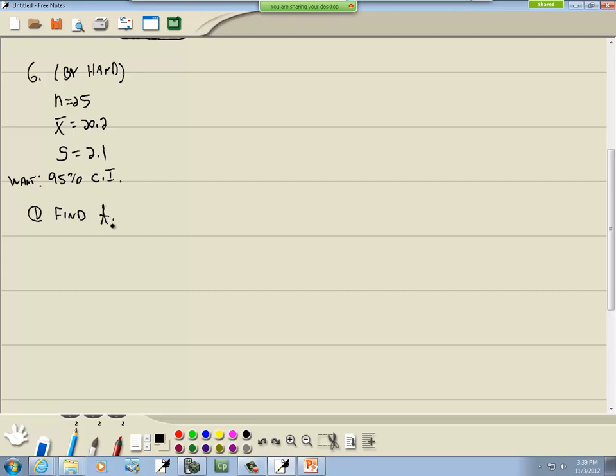So, draw our picture. This right here is our t alpha divided by 2. Now it tells us 95% confidence, so we'll put 95% in the middle. All this adds up to 100%, so if 95% is in the middle, then 5% is in the tails. And since we have two tails, we'll split it up, so we'll put 0.025 in each tail. Now we also need our degrees of freedom. Degrees of freedom is n minus 1. So we'll have 25 minus 1, which gives us 24.